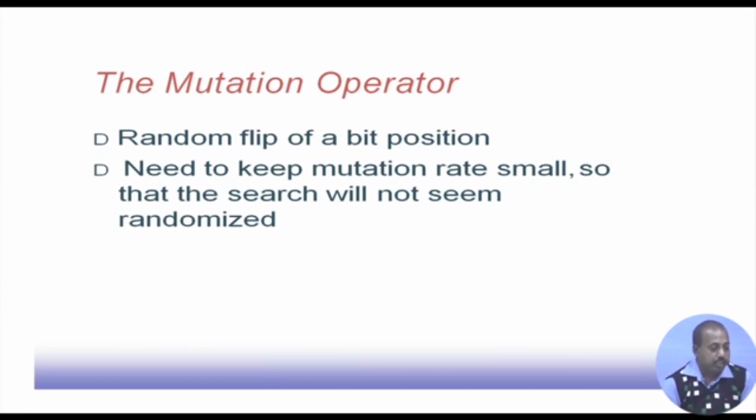It is necessary to keep the mutation rate small, so that the search will not seem randomized. If the mutation rate is high, then it shows random behavior, because a large number of bits will change randomly. That is more of a random search, not a directed search. What we are looking for is that two good individuals will give rise to good children. That way the search is being directed by the genetic algorithm. If you make the mutation rate high, then that philosophy will be lost. It will become more of a random behavior.